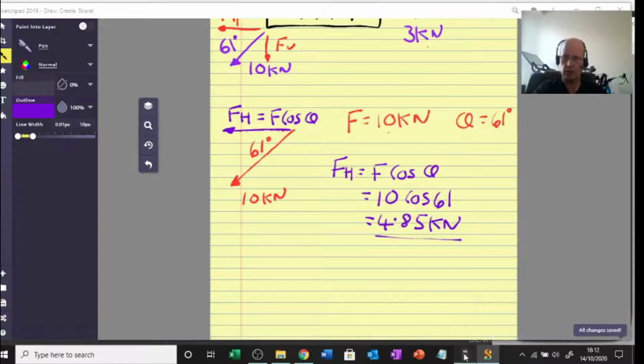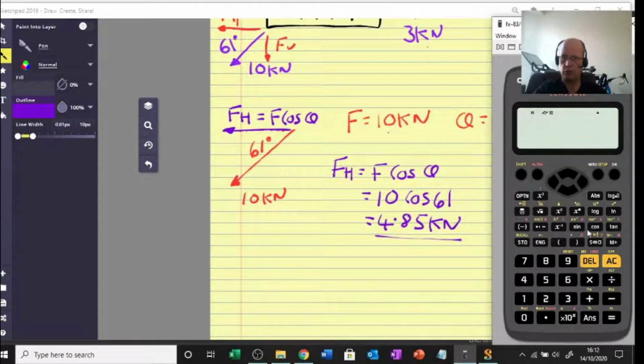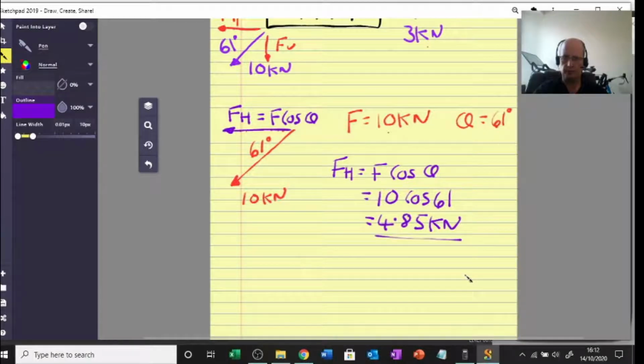Measure twice, cut once. Let's try it again, just in case. Let's do cos of 61 equals that times by 10. 4.84. Obviously, you could put all of that in, but I'll just go 4.85 perhaps. You may not like that, but it's up to you. So that is the horizontal component of this 10. And that's the number I'm going to be using in a bit. So that one's done.